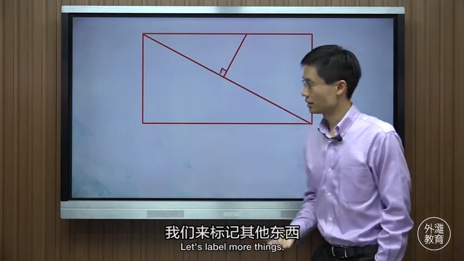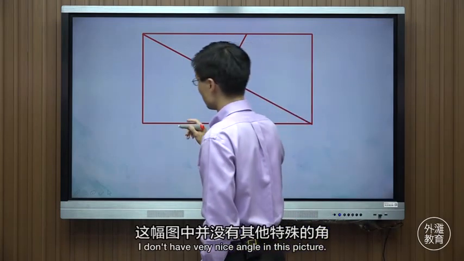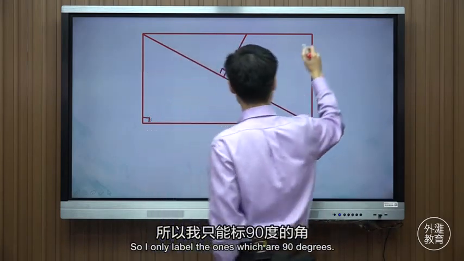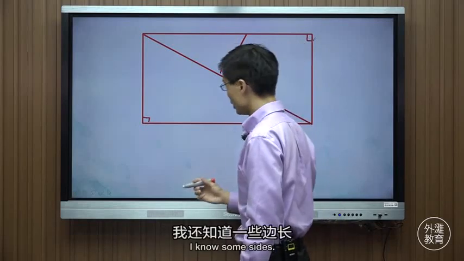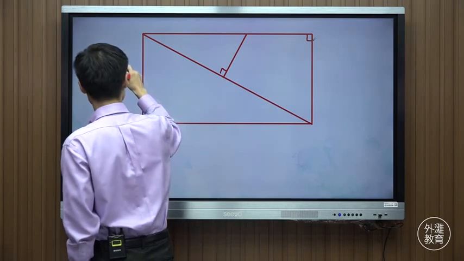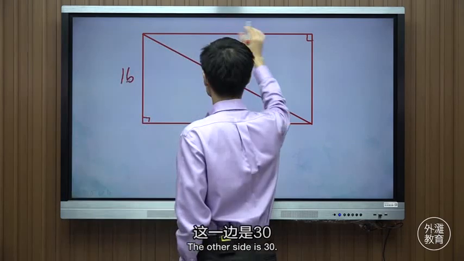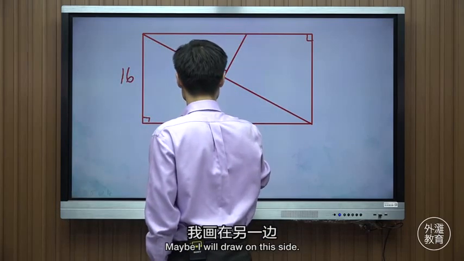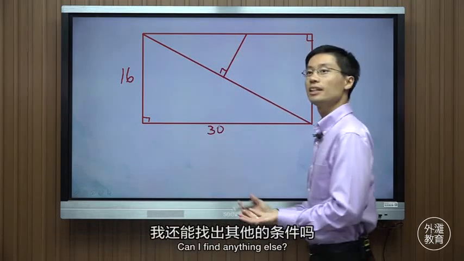Let's label more things. I don't have very nice angles in this picture, so I'll only label the ones which are 90 degrees. I know some sides. This side here is 16. The other side is 30. Maybe I'll draw it on this side. Can I find anything else?